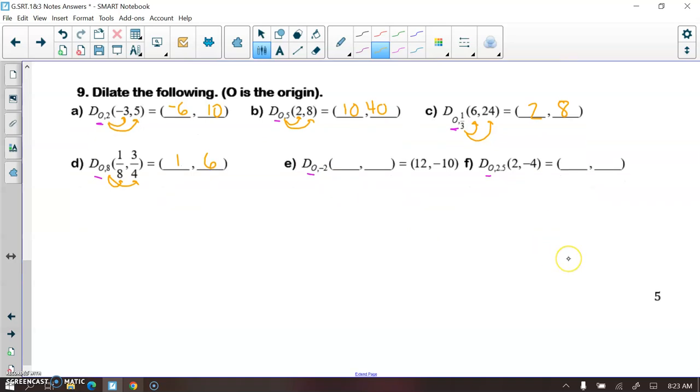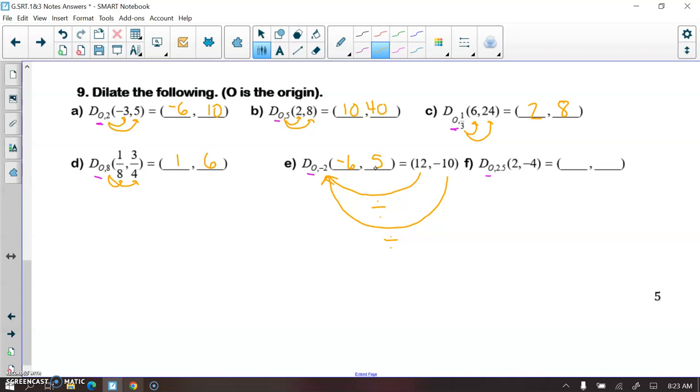Now E and F are different because this time we're going backwards. We saw something like this in the last video, and I said to multiply by the reciprocal. Multiplying by the reciprocal is the same thing as just dividing by the scale factor. So that's what we're going to do here. We're going to divide by my scale factor to get it backwards. So 12 divided by -2 gives me a -6. And a negative 10 divided by -2 is a 5. The opposite of multiplication is division, so that's why it works when I'm going backwards, doing the opposite of what I would do in the first place.